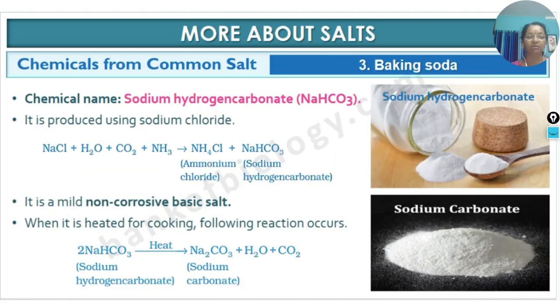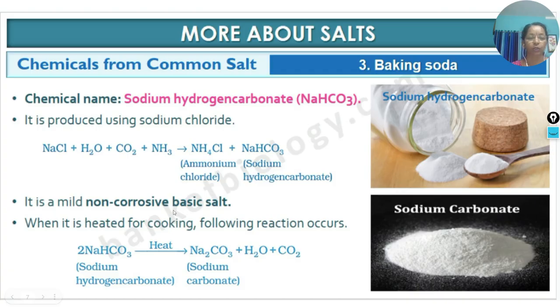Now the third chemical we are going to prepare is baking soda. Baking soda is NaHCO3, sodium bicarbonate or sodium hydrogen carbonate. To prepare baking soda we need NaCl, water, carbon dioxide and ammonia. The reaction between NaCl, H2O, carbon dioxide and ammonia gives ammonium chloride and NaHCO3. NaHCO3 we can take, that is baking soda.